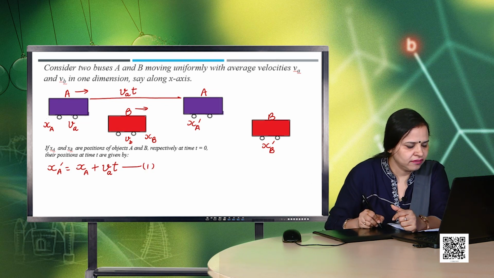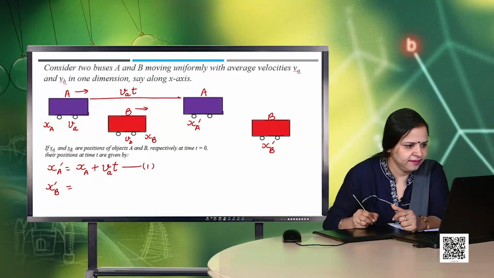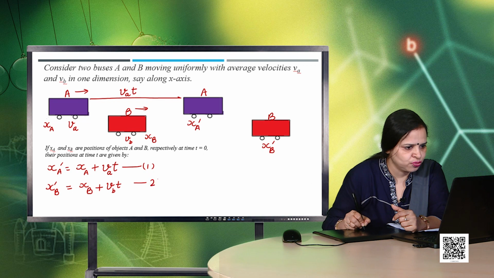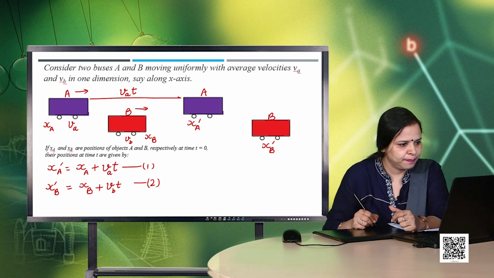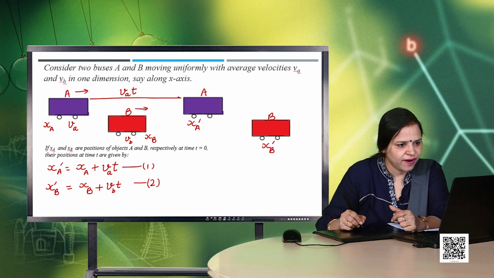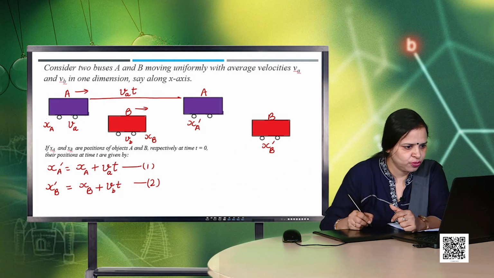Similarly, we can write down the equation for the position of bus B in time t. That is, XB dash can be written as XB, which was the position at time 0, plus the distance travelled in time t, that is VB times t. Let it be equation 2. So, these two equations represent the positions of bus A and B after time t respectively. Now, let us find out the position of bus B relative to A.